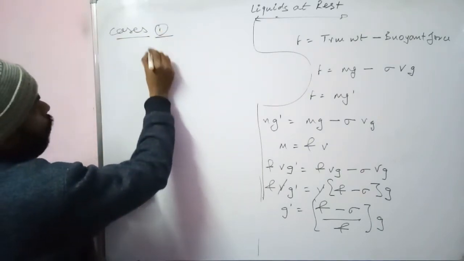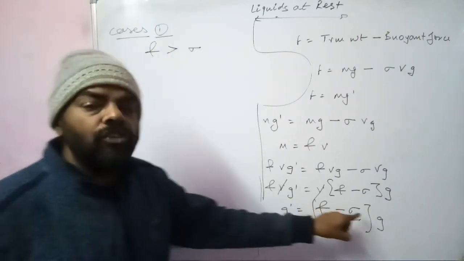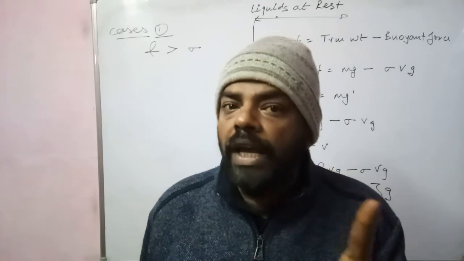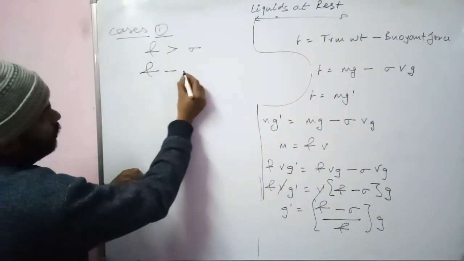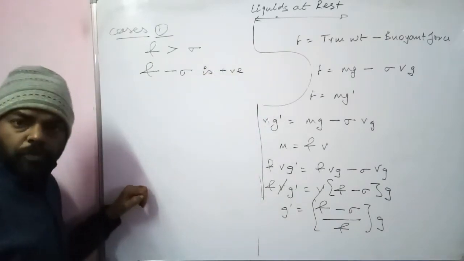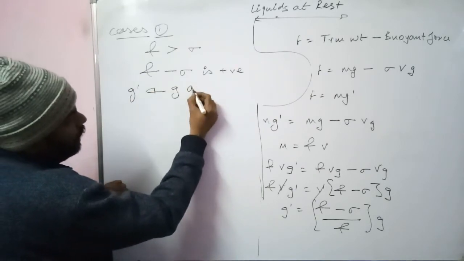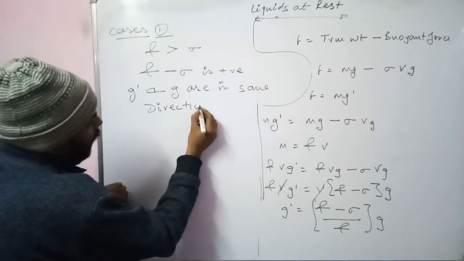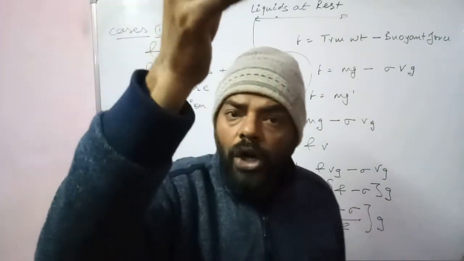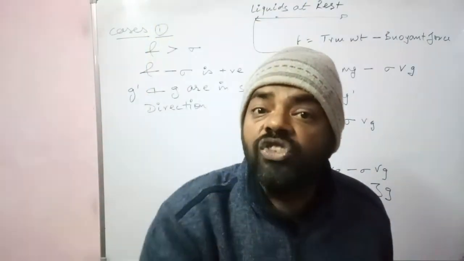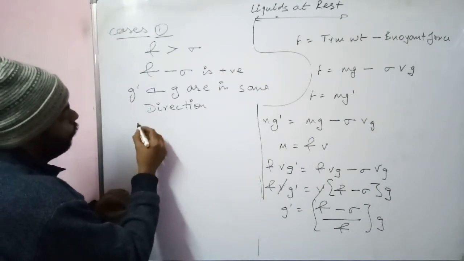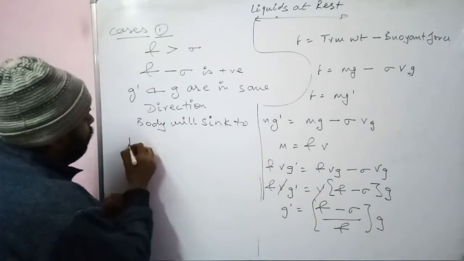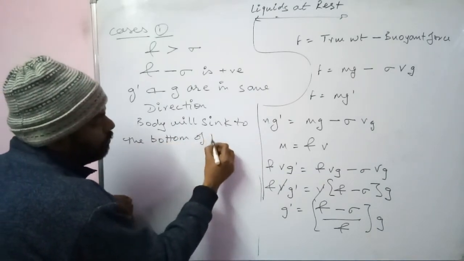Case first, when this rho is greater than sigma. When this rho is greater than sigma, मतलब बेटा इमर्स बॉडी का जो मटेरियल है उसका डेंसिटी लिक्विड के डेंसिटी से ज्यादा है. Then this rho minus sigma is positive. If this is positive, then since this G dash and G, they are in same direction. That is, the body will accelerate to the bottom of the liquid. That is, it will sink to the bottom of the liquid. Body will sink to the bottom of the liquid.